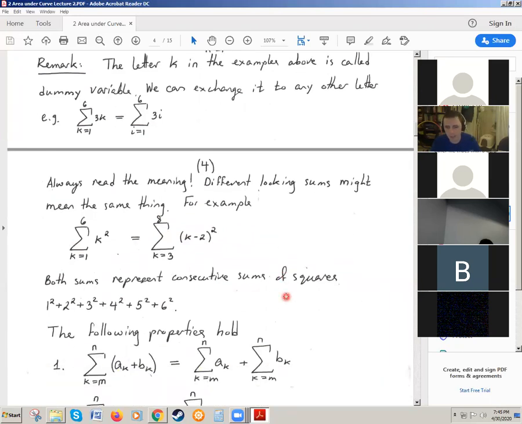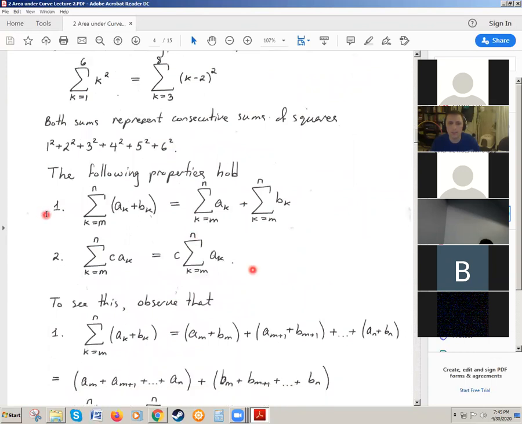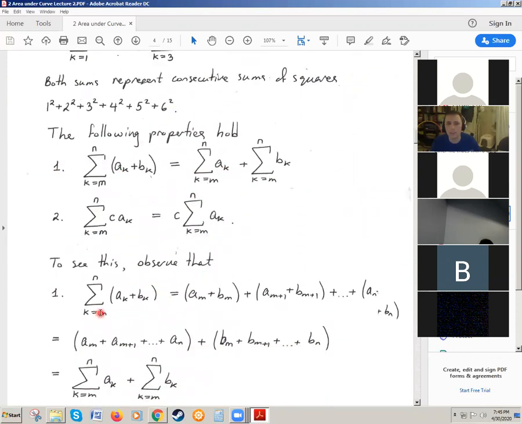Okay, and then let's quickly talk about some basic properties. The following properties for sigma notation are pretty obvious. If you start k at m and end at n, the sum of a_k plus b_k is just the sum of the a_k's plus the sum of the b_k's separately. And why is that the case? Well, very simply, what does this mean? This means I first plug in m, then I plug in m plus 1, and then m plus 2, all the way until I get to n. And in addition, I can decide to add all the a terms first and all the b terms second. So I can regroup.